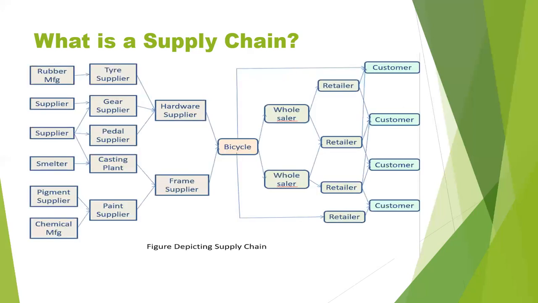Now let us see an example of how a bicycle is manufactured, starting from the raw materials until it is delivered to the customer. For a bicycle, you can see there are two main components, that is the frame and the hardware. You know that the frame, which is made of metal, is going to be the main equipment or the main ingredient, right?